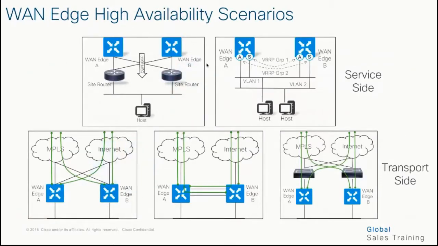So these are the high availability scenarios we have available. If you look at what we have, on the service side you can have multiple things. On the service side, you can run VRRP as layer 2 if you have a layer 2 switch connecting to the LAN. If you have layer 3 options, you can run OSPF, advanced OSPF, redistribution, and the BGP protocol.